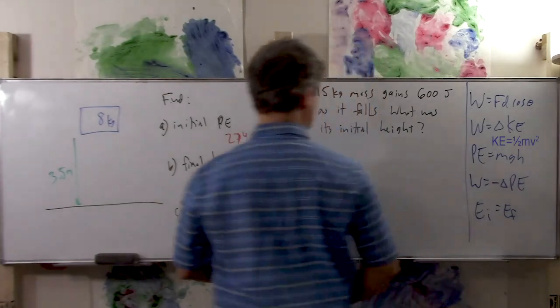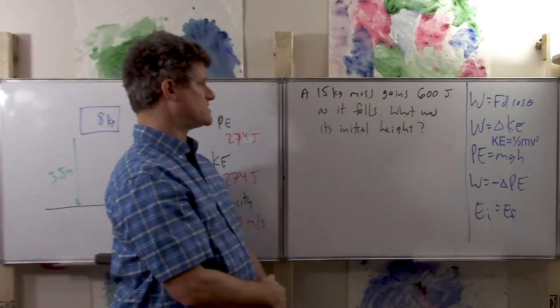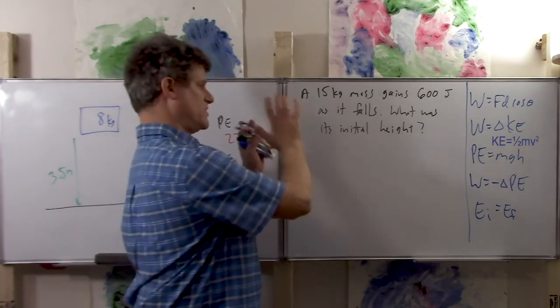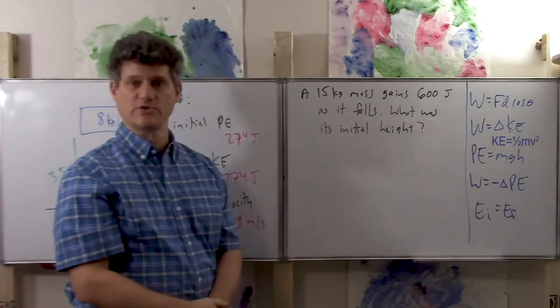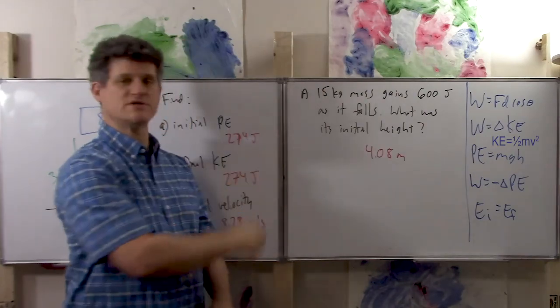All right, and then finally, a 15 kilogram mass gains 600 joules as it falls. What was its initial height? So again, the calculation is easy, so you don't just want to do the calculation to get the answer. You want to start with conservation of energy, if that's what you're using, and then go from there. And the result here is 4.08 meters.